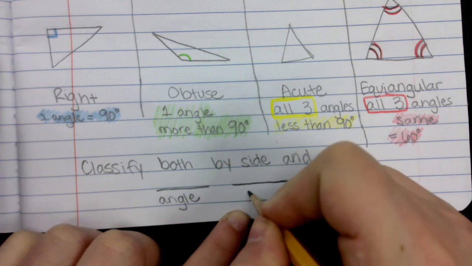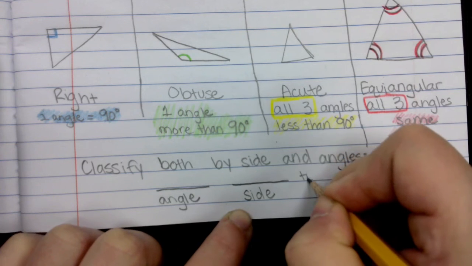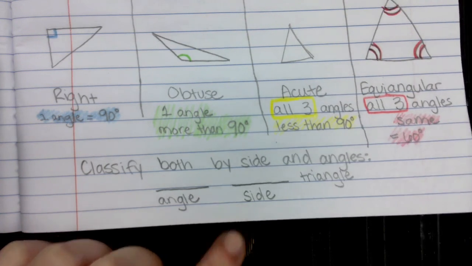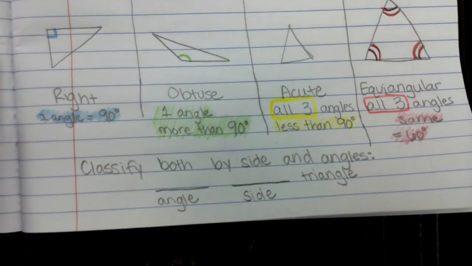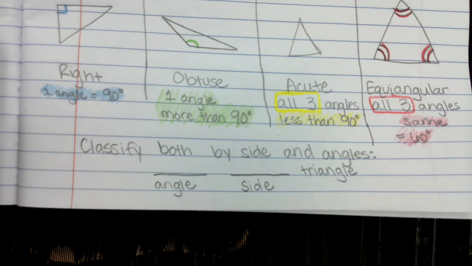If you notice how we wrote that as classify both by side and angle, in your brain you want to take a moment right now and switch that around, that'd be a great idea. So you might want to say classify both by angle and side, because the angle comes first, then the side. Okay. So we would see like an obtuse isosceles triangle, an acute scalene triangle.